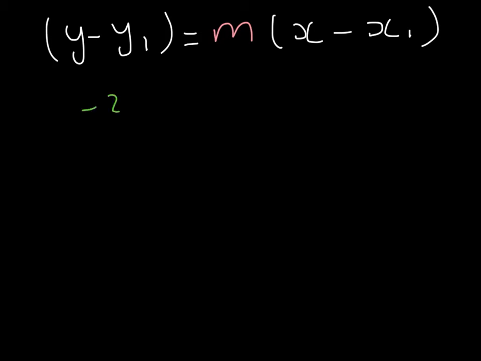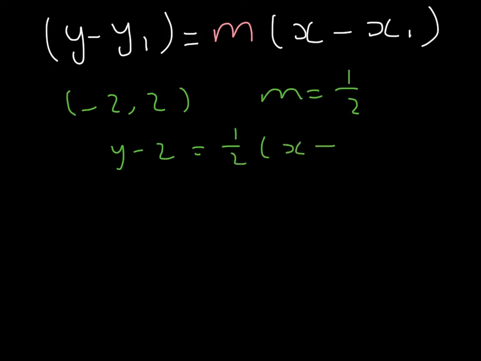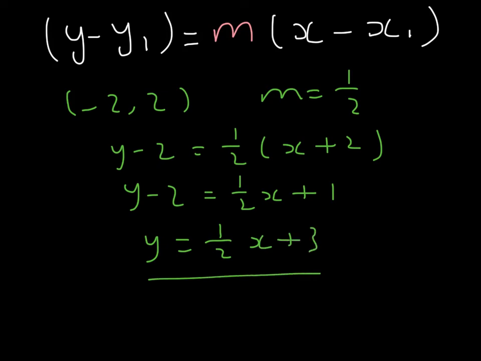If you're given the point minus 2, 2 and the gradient half, you simply sub in these values. So y minus 2 equals half times (x minus minus 2), which becomes plus 2. y minus 2 equals half x plus 1 by multiplying out the brackets, and then adding 2 on both sides becomes y equals half x plus 3. And here you have the equation of the line.